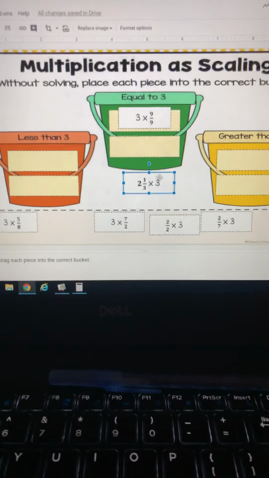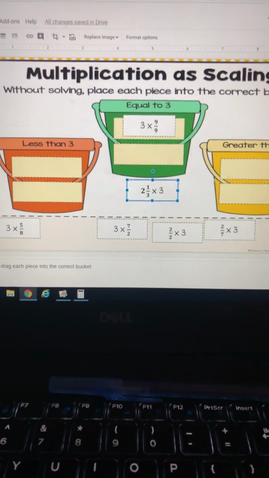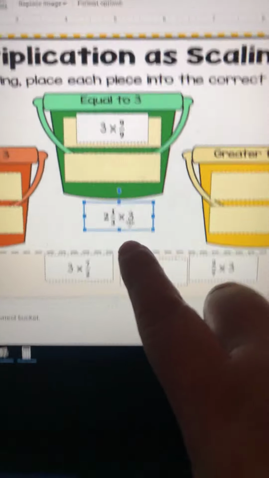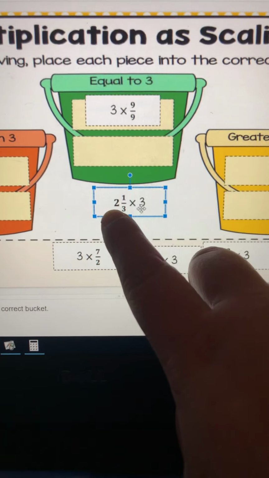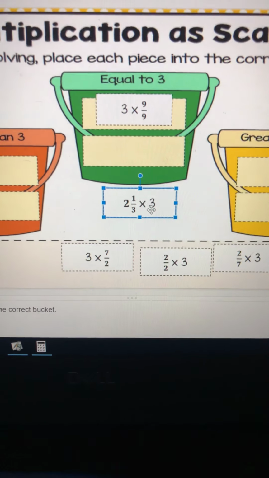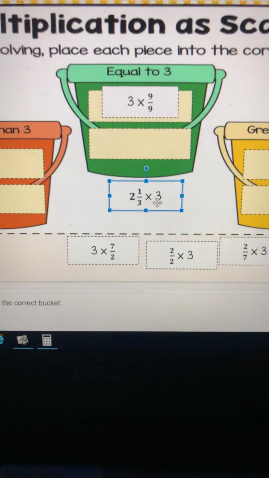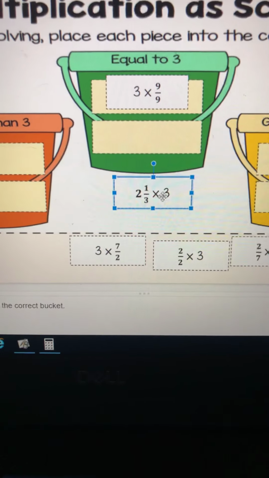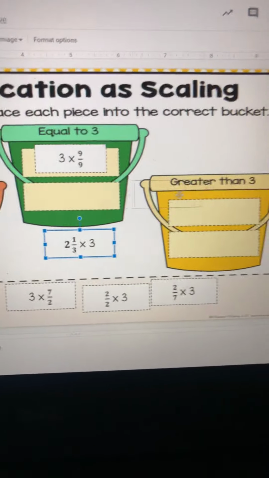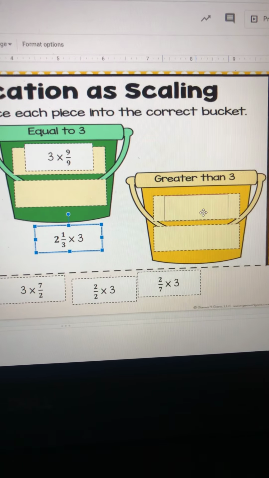If you said that that would be greater than 3, you are correct. If you look right here, you have 3 and 2 as wholes. If I multiply those wholes together, I get 6. So therefore, I automatically know I have at least 6, meaning that it's automatically greater than 3.